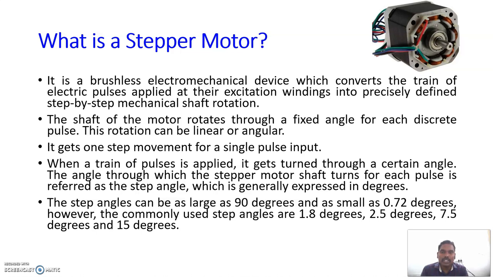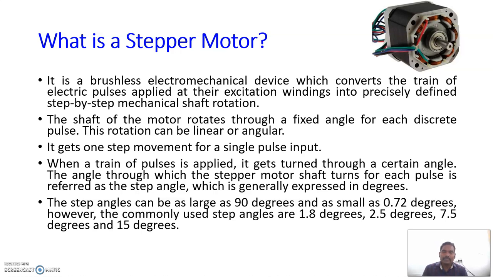The shaft of the motor rotates through a fixed angle for each discrete pulse. So this rotation can be linear or angular. It gets one step movement for a single pulse input. So we are applying a single pulse, and the machine shaft rotates one step forward.